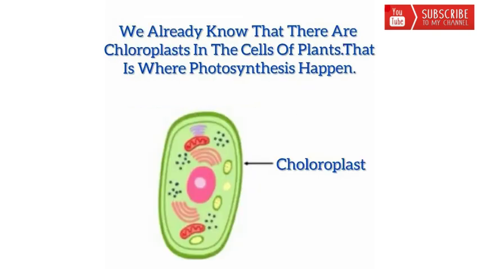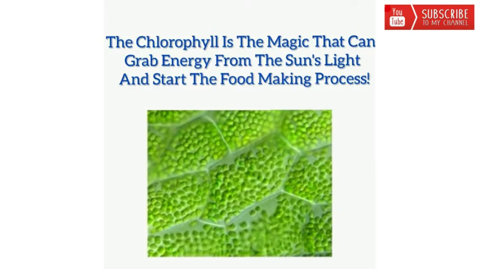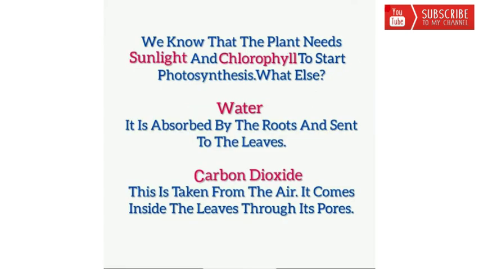We already know that there are chloroplasts in the cells of plants. That is where photosynthesis happens. Inside the chloroplasts is the chlorophyll. That is what gives leaves their green color. The chlorophyll is a magic that can grab energy from the sun's light and start the food making process. So we know that a plant needs sunlight and chlorophyll to start photosynthesis.